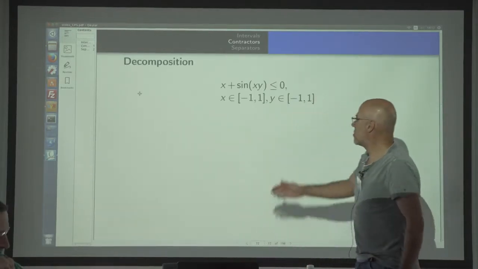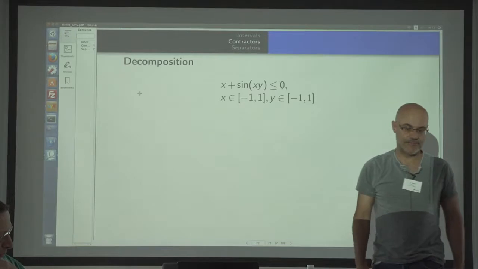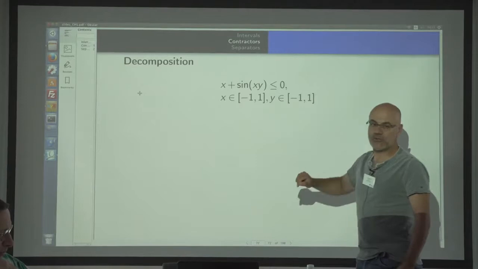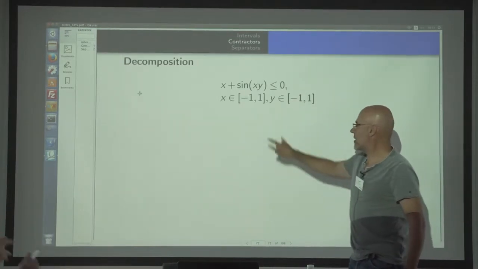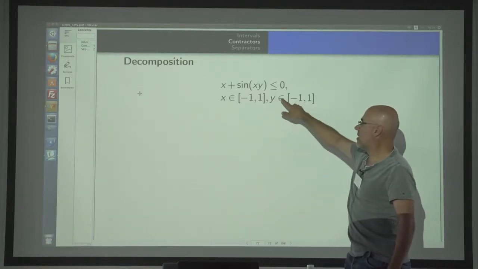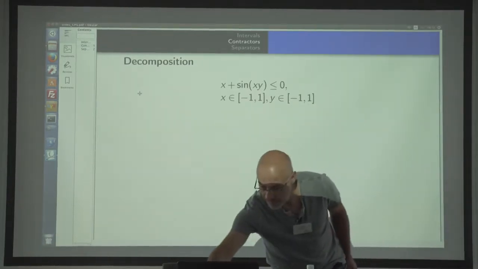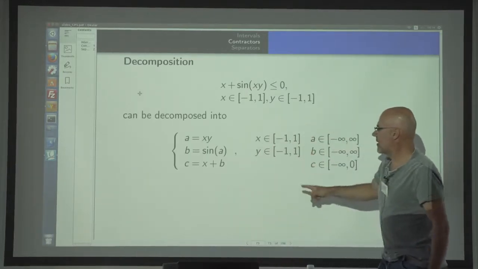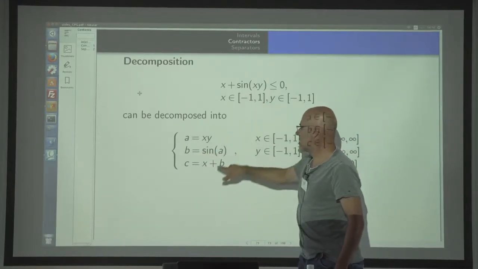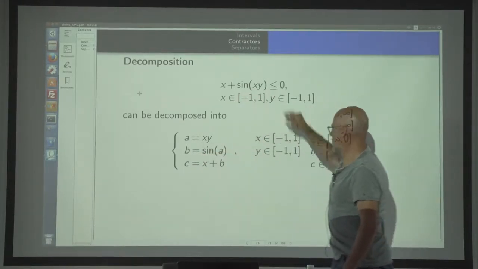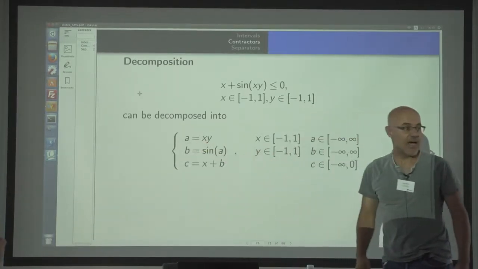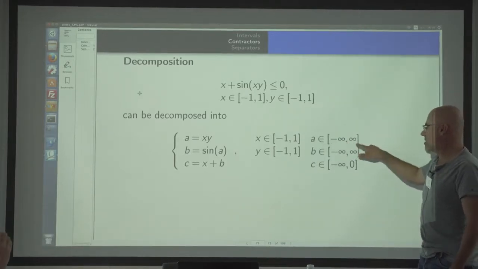Okay, so assume that I want to build a contractor for this. As I explained before, this one is a complex constraint. I will have to decompose this one. You know that x is inside this interval, y inside this interval. How can I decompose this one? I introduce a, which corresponds to this, b which corresponds to this, c which corresponds to this, and as soon as I add a new variable, I should associate it with minus infinity, plus infinity.